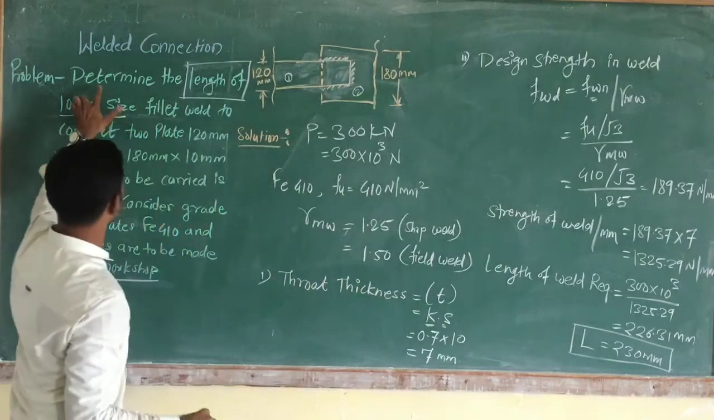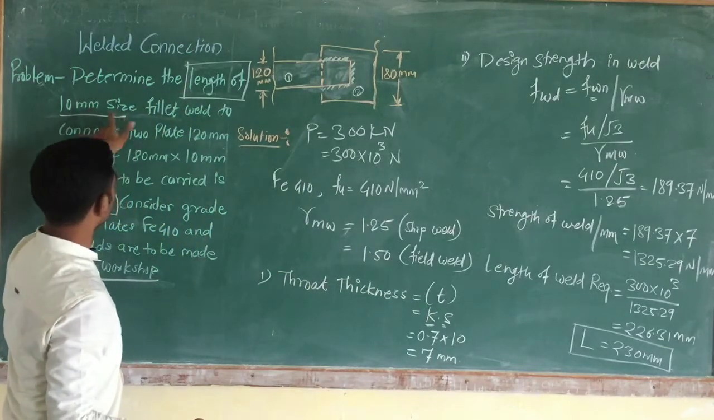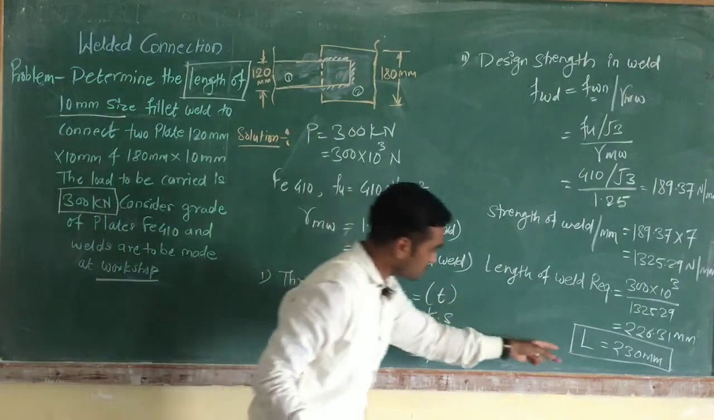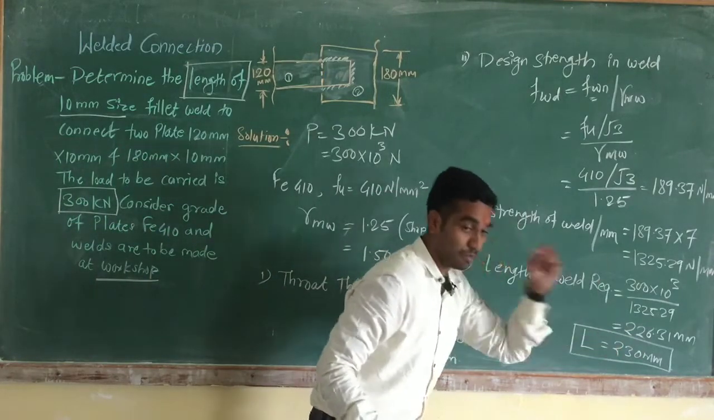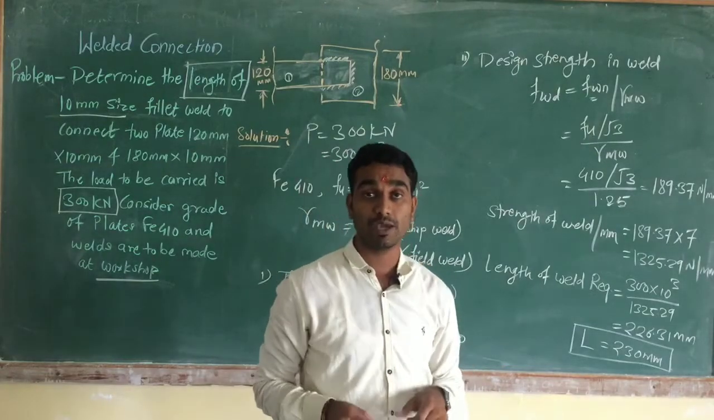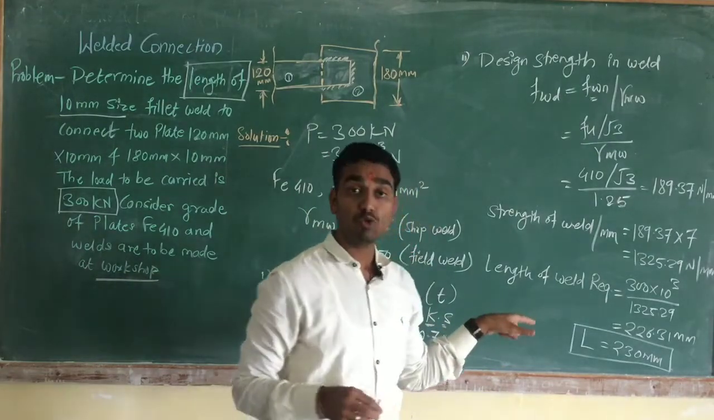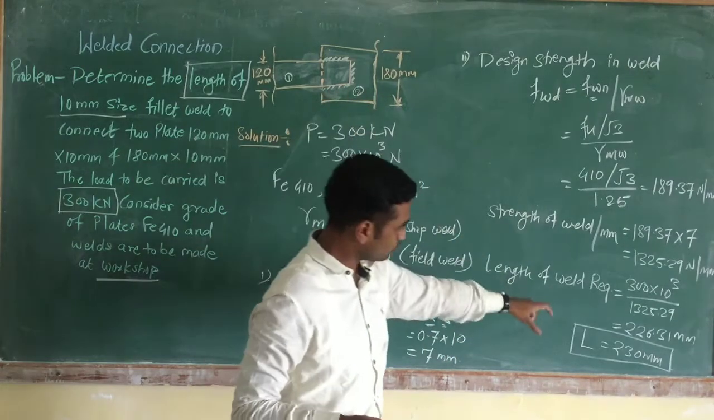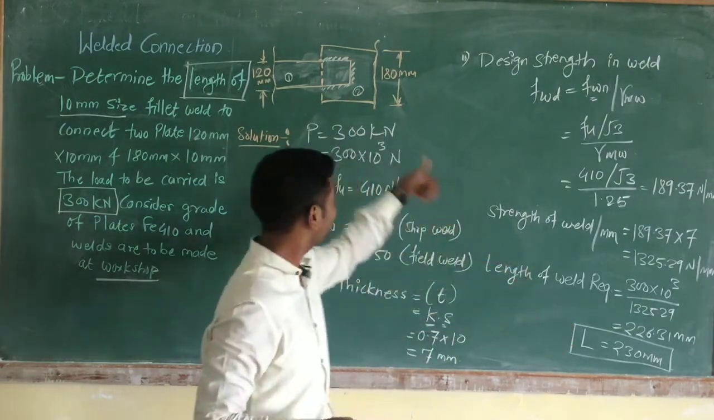Here you can see, determine the length of the 10 mm size fillet weld required, and this is equal to L = 230 mm. The problem is over, but the main thing is remaining. What is the main thing? How to provide this length of 230 mm here?